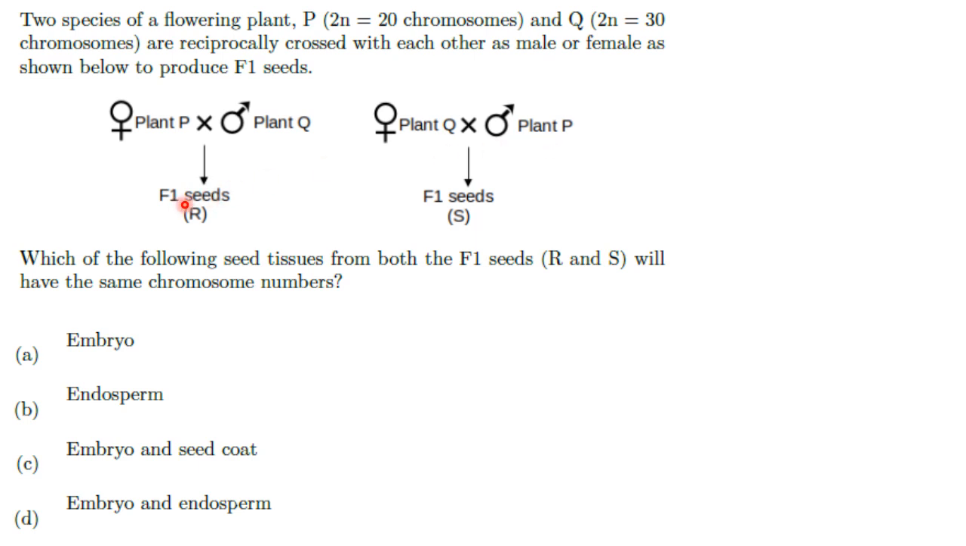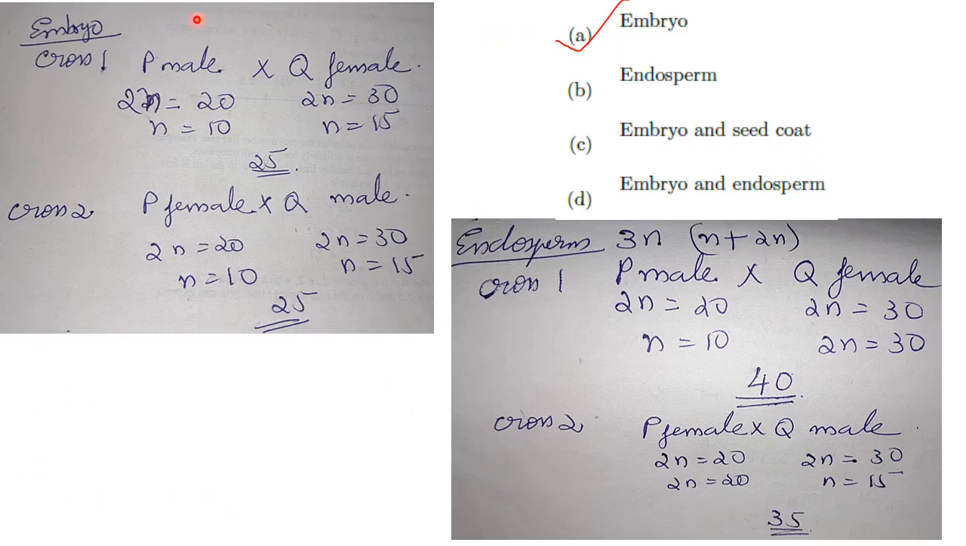So from there you will get F1 seeds. They have given the 2n value. And which of the following seed tissues from both the F1 seeds will have the same chromosome numbers? Is it embryo, endosperm, embryo and seed coat, or embryo and endosperm? Okay, we will see. Now first, cross 1. P is male, Q is female. 2n is equal to 20, 2n is equal to 30. This is the embryo. n is equal to 10, n is equal to 15. The total will be 10 plus 15, that is 25, found in the embryo after cross 1.